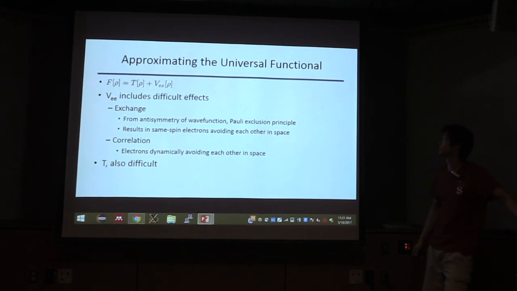All right, and I just wanted to point out a few things about the universal functional. This basically relates to Robo's question. Some of you may be familiar with various quantum mechanical concepts. The ones I'm most familiar with are exchange and correlation. They're actually all included in the electron-electron repulsion term. But it turns out that kinetic energy is also difficult for reasons that I'm not intimately familiar with. So both terms have difficulties in finding the universal functional, is the point of this slide.